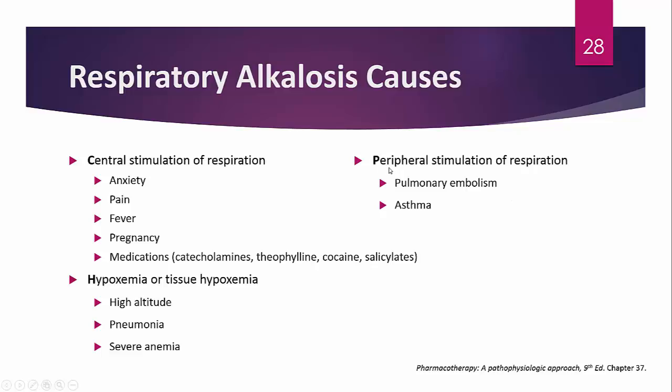In terms of the P, peripheral stimulation of respiration, a pulmonary embolism or asthma can also stimulate respiration. Now, these two syndromes particularly, as well as pneumonia, may not necessarily go along with just respiratory alkalosis, but sometimes they can slow down the respiratory drive too. So it's important to assess the whole patient to determine whether or not this will be a respiratory alkalosis or an acidosis. Because in terms of the alkalosis that we're talking about here, these patients are probably hyperventilating as a result of the insult that has happened to their lungs.